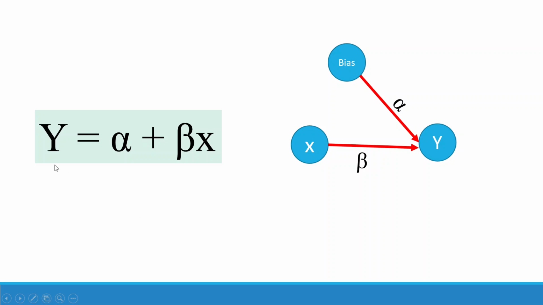See, we have a linear regression equation. Y is equal to alpha plus beta x. Alpha is the intercept, the constant term. Now the same equation, if I want to represent it in the form of a neural network, Y is my output layer, X is the input layer. So the X takes the weight beta and the intercept is represented by the bias, which is alpha.